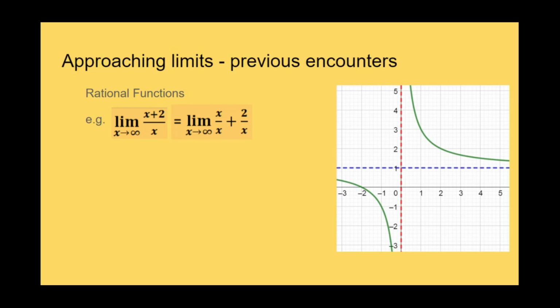And once you've done that, we've got x over x, we know what that becomes, and then we've got 2 over x as well. And we can look at that and say, right, as x gets bigger and bigger, 2 over x is going to get smaller and smaller. It's going to tend towards 0. We'll never quite reach 0, but it will tend towards it. And so the limit that the function is tending towards as x tends to infinity is going to be 1 plus that 0, so just 1.